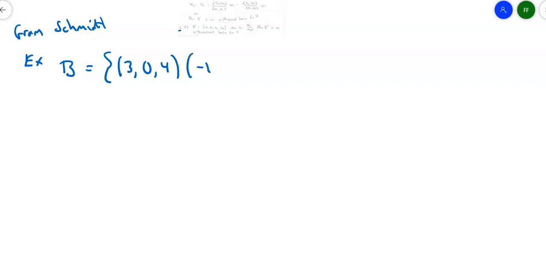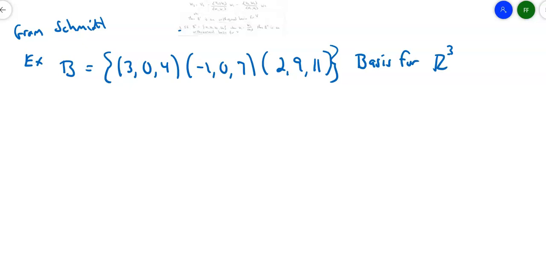So here is our first example to do some Gram-Schmidt. Let's say I've got this basis here, and it is (3, 0, 4), (-1, 0, 7), (2, 9, 11). And this is a basis for R3. So anything in R3 can be written as a linear combination of those 3 vectors. I want to find an orthonormal basis.